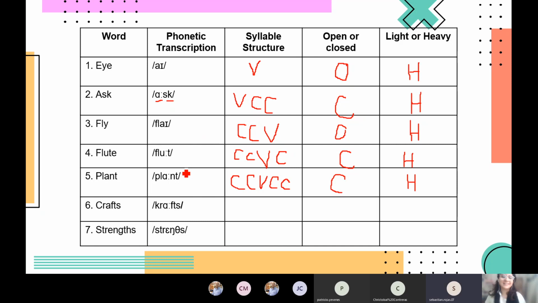Again, Cristobal. We are only a few, so it's your turn again. Okay, the structure: CCBC. Triple C, 3 C's. Is it open or is it closed? More than closed. You are right. And is it light or is it heavy? It is heavy. Yes, because it has all the elements in order to be heavy, right?